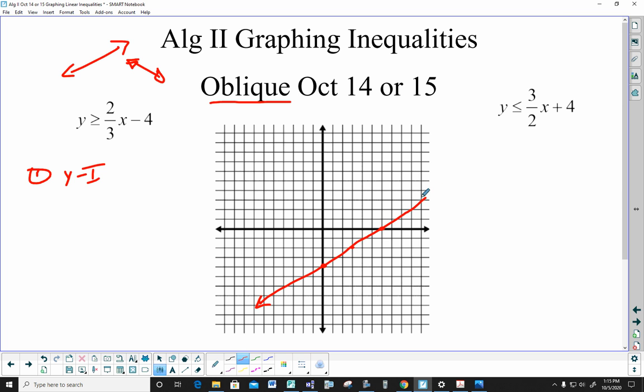Okay, for me that's not so bad. And it says y is greater than or equal to, so this is above the line, so you shade above it. Okay?